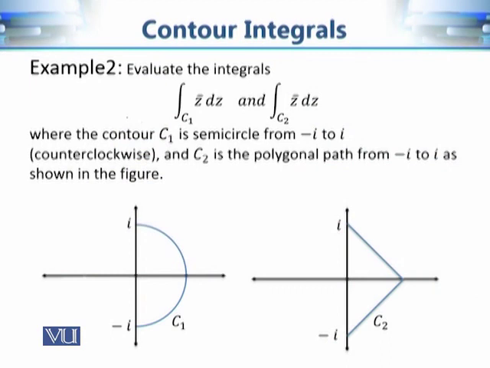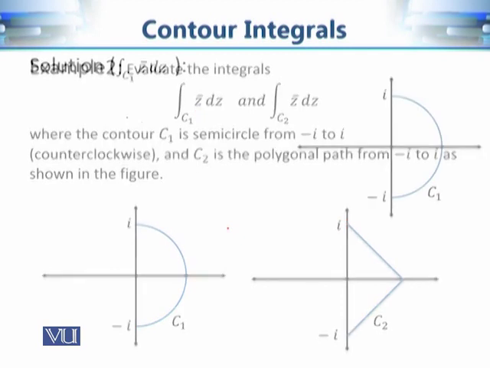We have the function z conjugate, and we want to integrate it along the contour C1, and once again the contour C1 is the same, the semicircle from minus iota to iota. The same function is integrated along the contour C2, and C2 once again is the same, from minus iota to iota, this polygonal path. Now, let's begin with the answer.